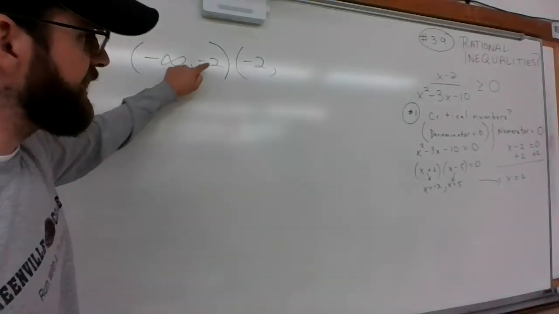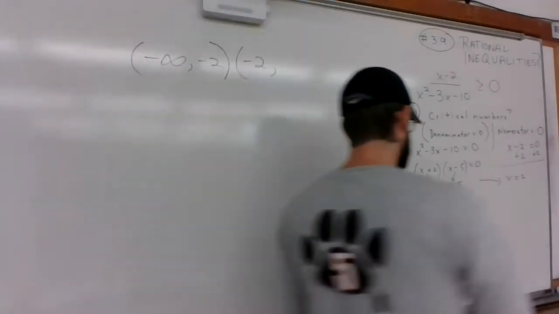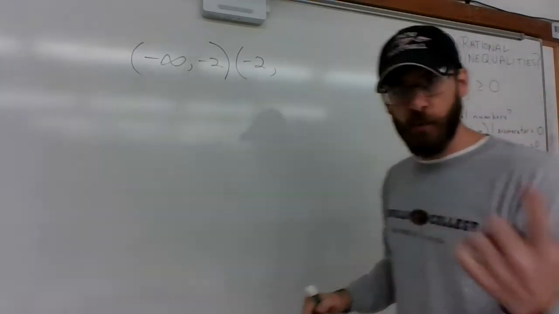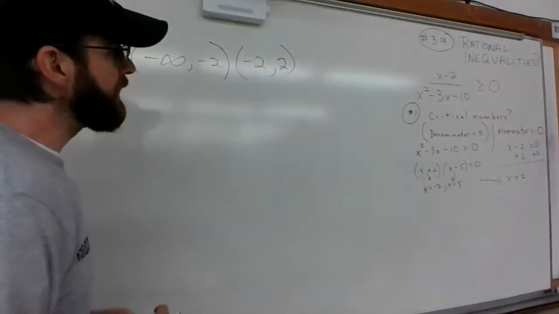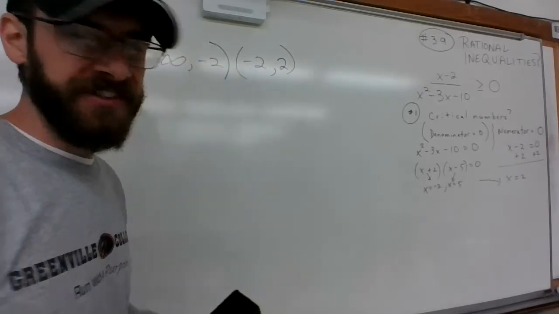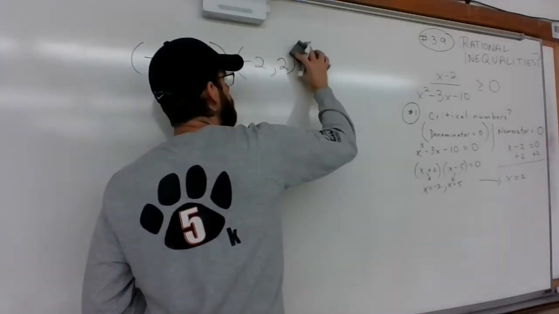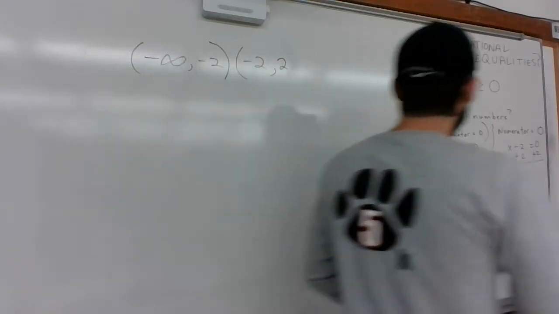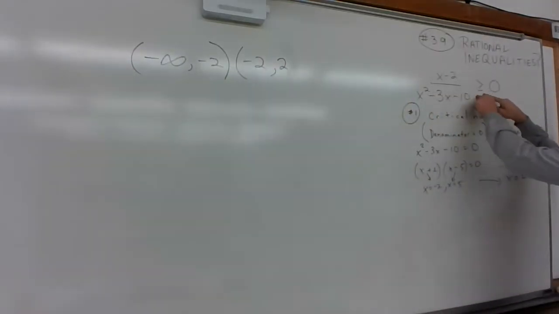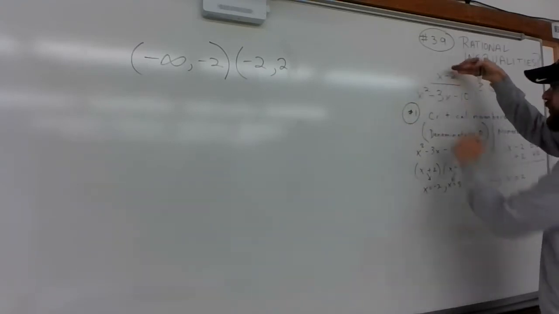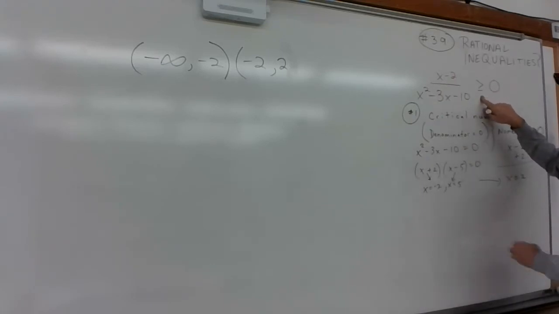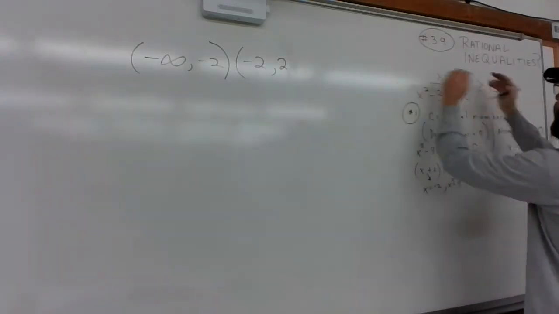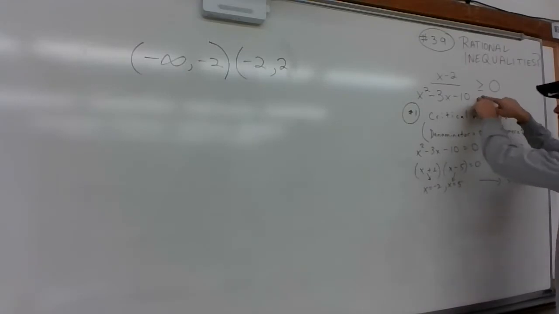So negative infinity to negative 2. Negative 2 to 2, because that's the next one in numerical succession. And actually, you know what? I'm not going to put a parenthesis on the 2. Since it was a greater than or equal to situation, the 0, the place where this whole function crosses the x-axis, can be included. Where is this graph above or equal to the x-axis?